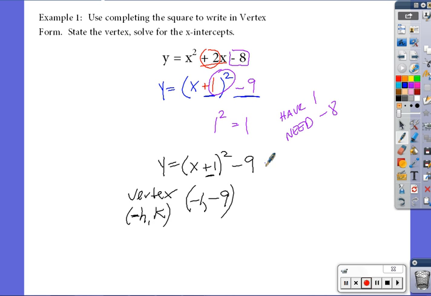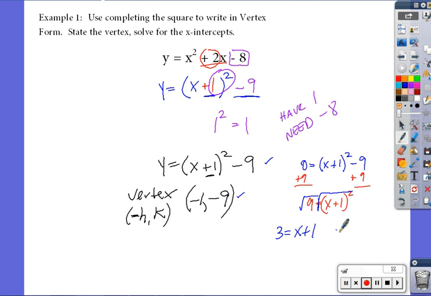So here's the first part, write in vertex form. Second part, state the vertex from looking at it. Third part, solve, so I let it equal 0. I'm using my normal equation solving strategies here. I'm going to add 9 first. So 9 equals (x plus 1) squared. To get rid of a square, we have to square root both sides. We've got to remember a little trick here. When you square root the number 9, you actually get 2 answers, 3 and -3. That's where we get our 2 x-intercepts from.